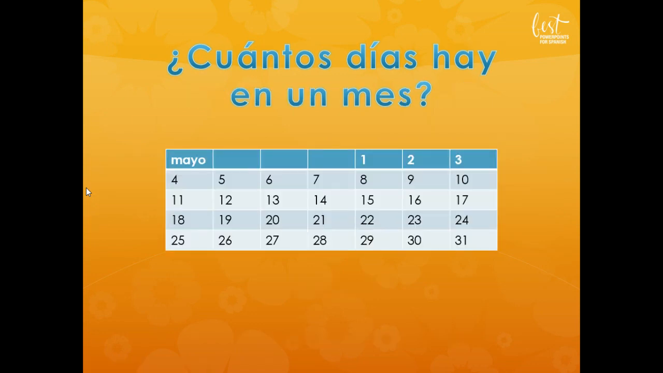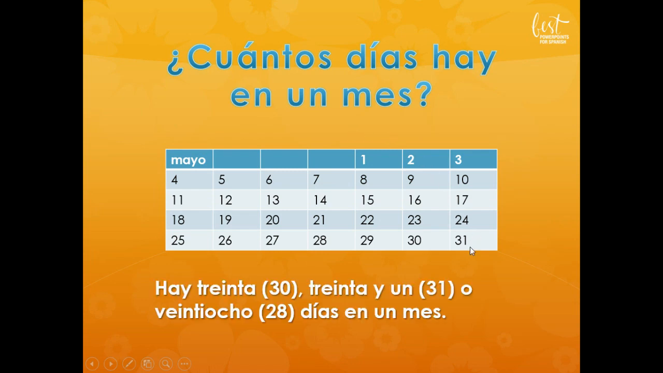¿Y cuántos días hay en un mes? Aquí está el mes de mayo. ¿Y cuántos días hay? Hay 30, 31 o 28 días en un mes. Depende del mes. En mayo hay 31 días, pero en febrero hay 28 días. Okay, so we're talking about how many days there are in a month.